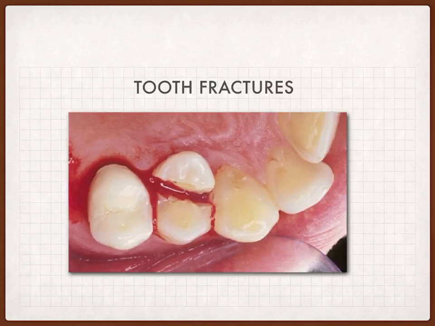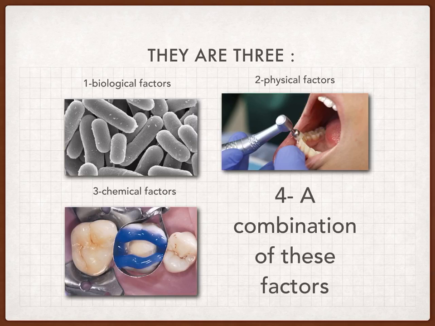In this presentation, I will talk about tooth fractures, which is one of two parts of the traumatic injuries that happen to the tooth. As I have said in the previous videos, there are some factors that will lead to the most common pulpal disease, or pulpitis. These factors are biological, physical, or chemical.